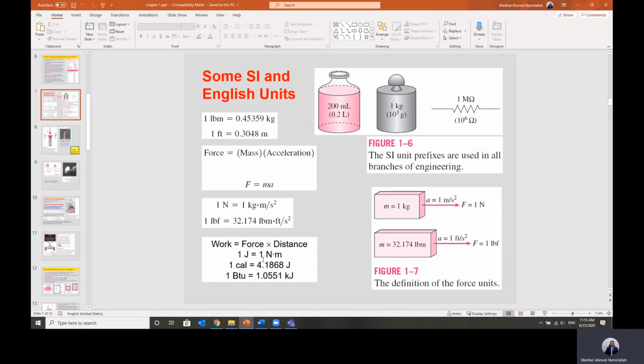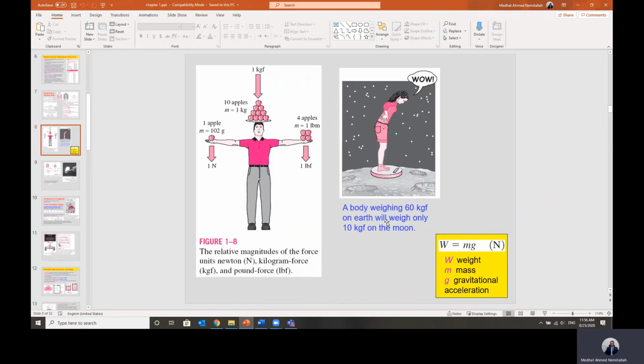Work is force times distance. Work is calculated in joule, which is Newton meter, but there is another very common unit, which is the calorie. 1 calorie is equal to 4.18 joule, and we have another unit, BTU, the British thermal unit, which is equal to about 1.05 kilojoule.